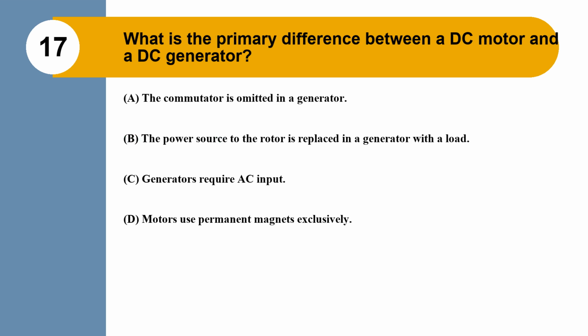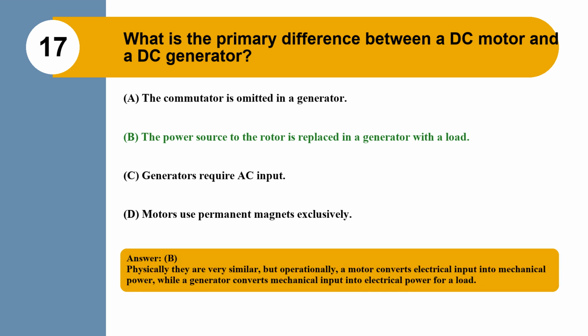Question 17. What is the primary difference between a DC motor and a DC generator? Option A. The commutator is omitted in a generator. Option B. The power source to the rotor is replaced in a generator with a load. Option C. Generators require AC input. Option D. Motors use permanent magnets exclusively. The correct answer is option B. The power source to the rotor is replaced in a generator with a load. Physically they are very similar, but operationally, a motor converts electrical input into mechanical power, while a generator converts mechanical input into electrical power for a load.